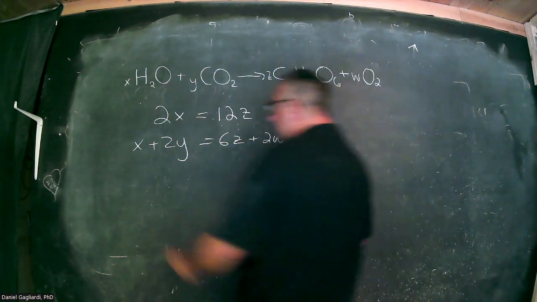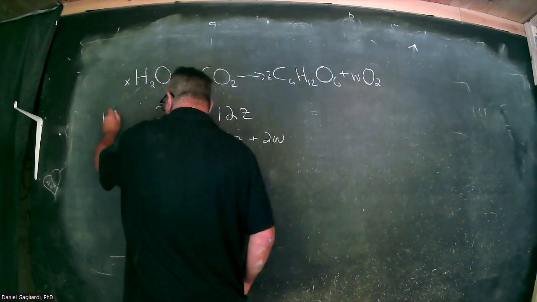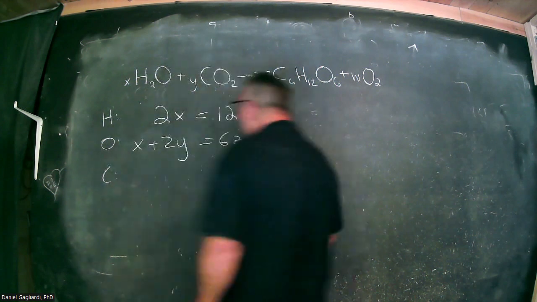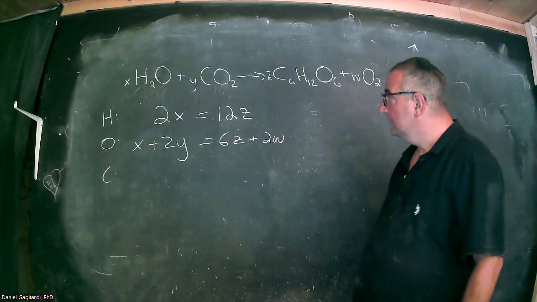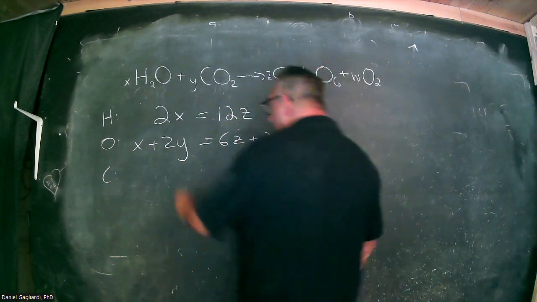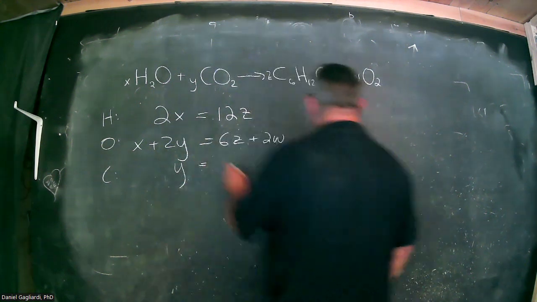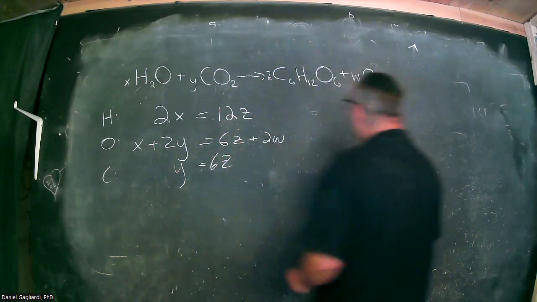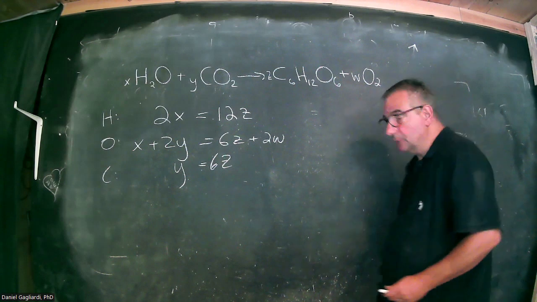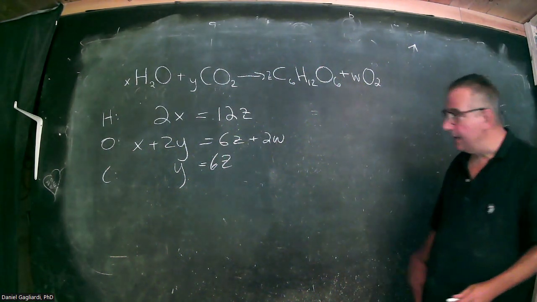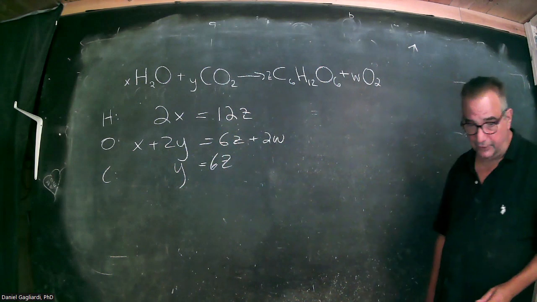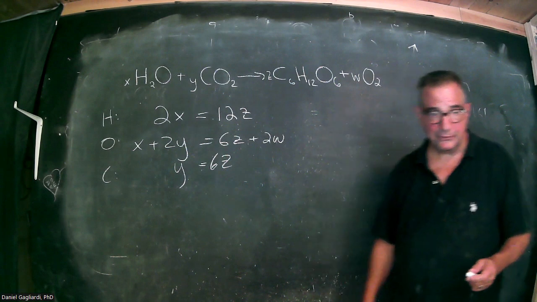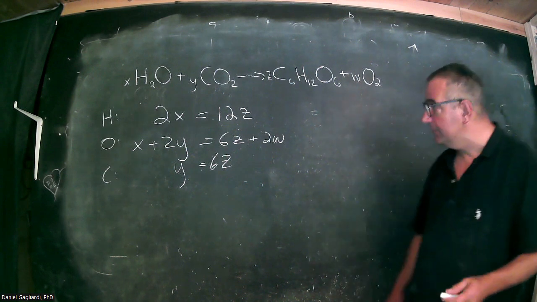So let me just write this up here. We have the hydrogens we're balancing, we have the oxygens we're balancing, and now we have the carbons which we wish to balance. So to balance the carbon, we have y is equal to 6z. Okay? y is equal to 6z, and that's it. Okay. So what we have is a linear system. I'll put it into a more organized format for the purposes of converting to an augmented matrix.